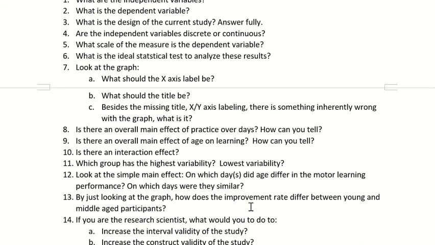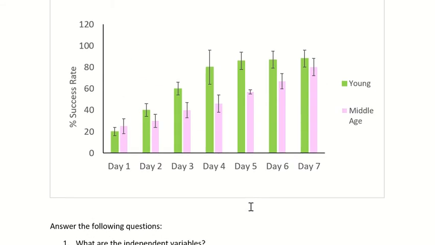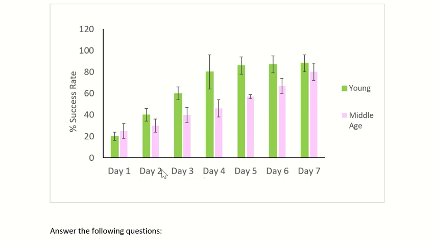Number 12, looking at the simple mean effect, on which days did age differ in the motor learning performance? On which days were they similar? Day 1, they were similar, young versus middle age. At day 2, they were still a little similar, but you can see the trend start to get separated out. By day 3, you start to see a difference, right? Young is outperforming the middle age. At day 4, this effect of young outperforming the middle age persists, and persists into day 5, into day 6. But then eventually at day 7, this is no longer true, in that there is a significant catch-up, in the sense that the middle-aged men eventually were able to get to the same success rate that the young men were able to get.